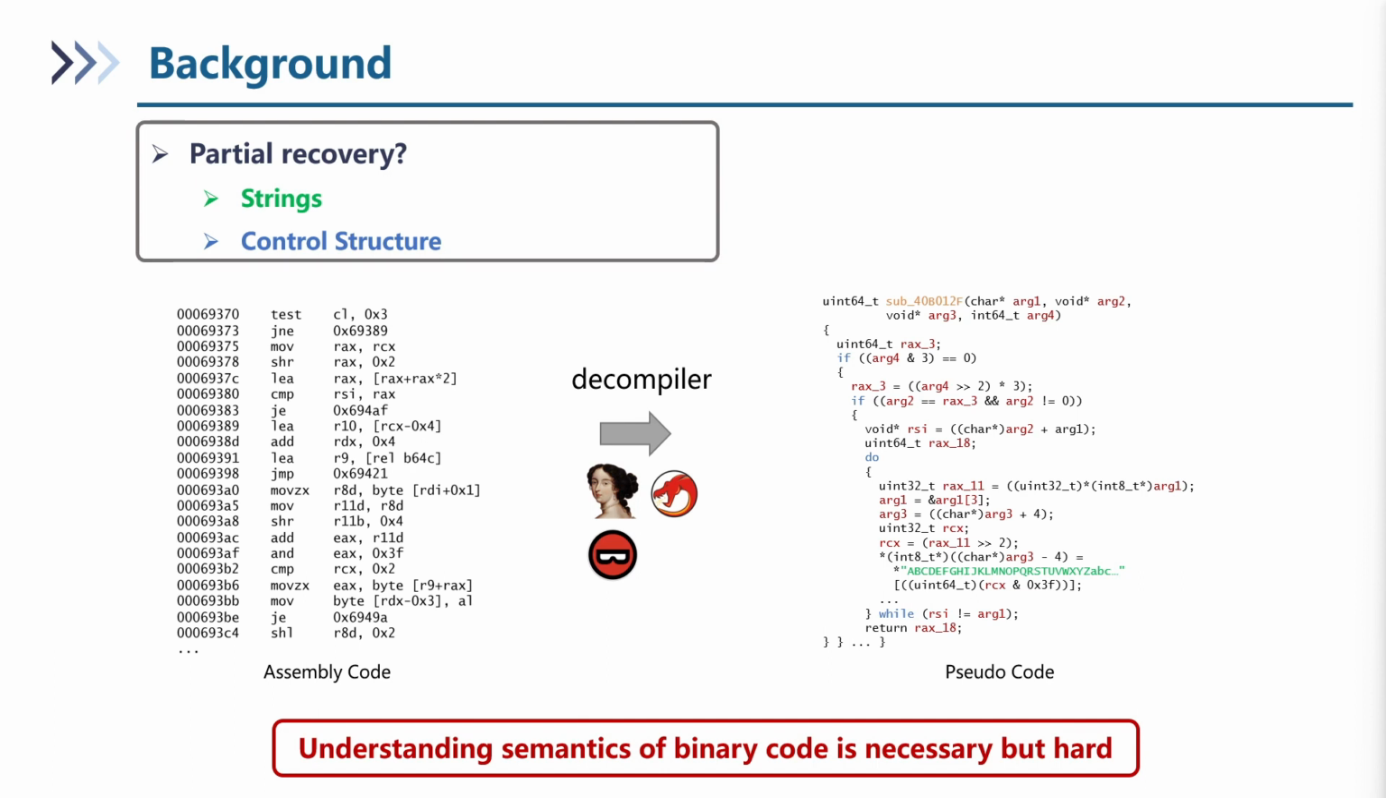Fortunately, modern decompilers do help us partially recover some of them. In this slide, we can observe the control structures highlighted by the blue color in the decompiled code, as well as the strings highlighted by the green color.